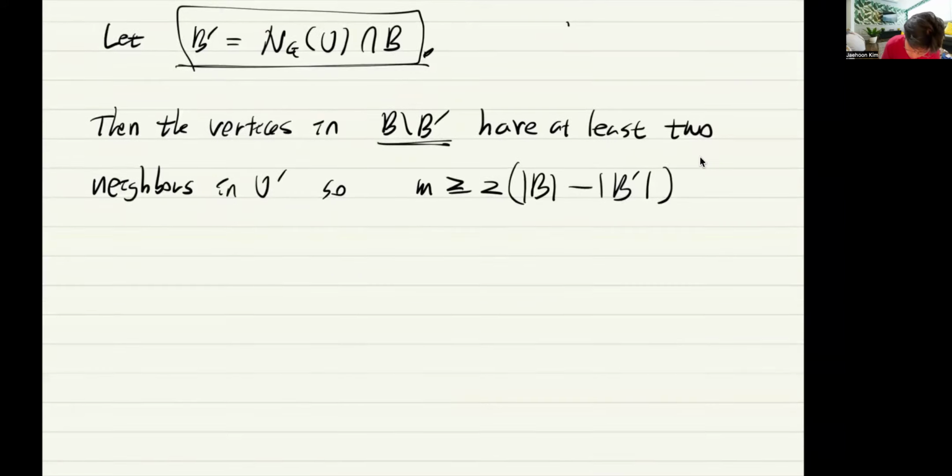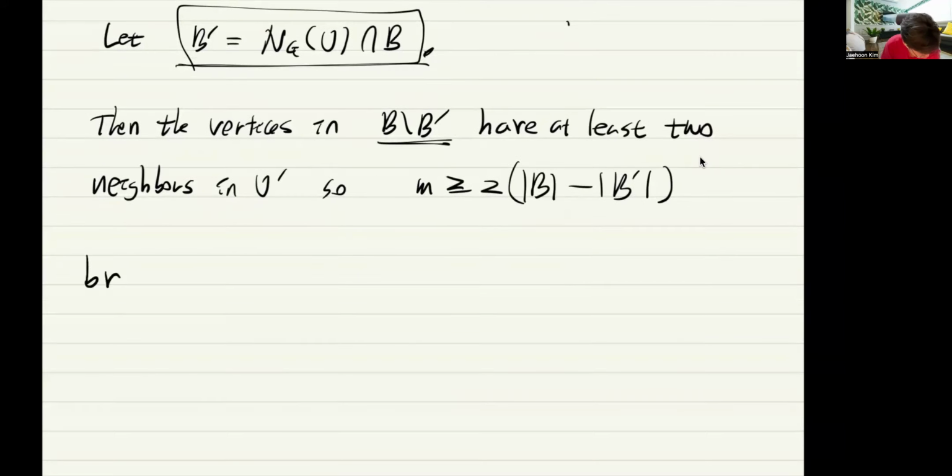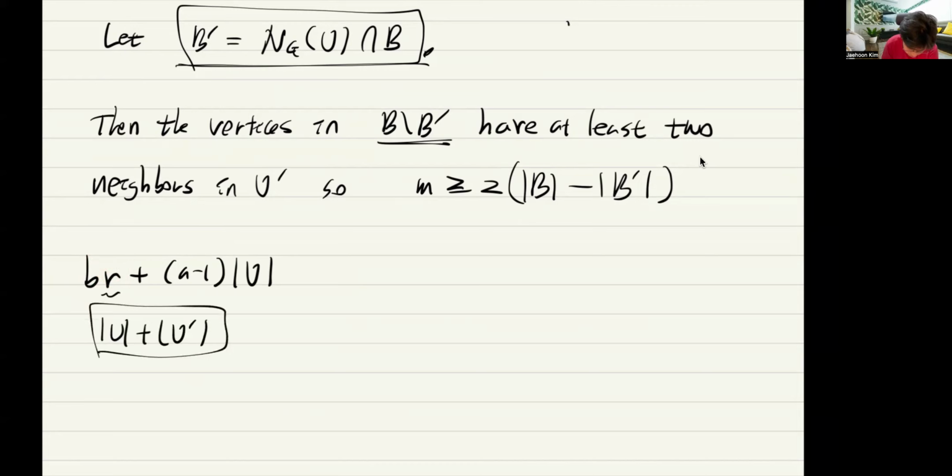So now what do we know? If you compute this, R times B is what? R is the same as the size of U plus the size of U prime. Then you plug that in, and that's B times U prime plus B times U plus A minus 1 times U. That's A plus B minus 1 times U. It's K minus 1 times U.